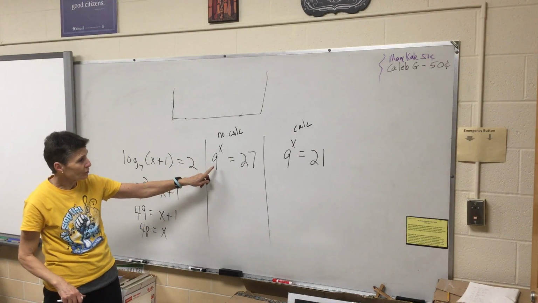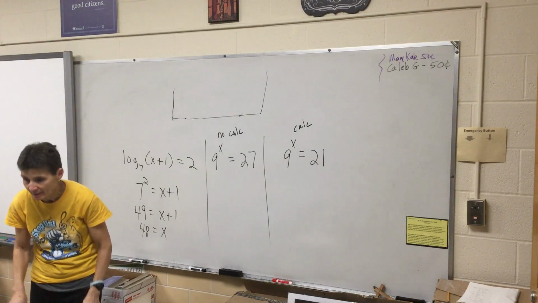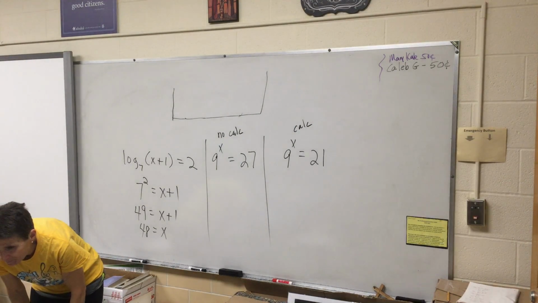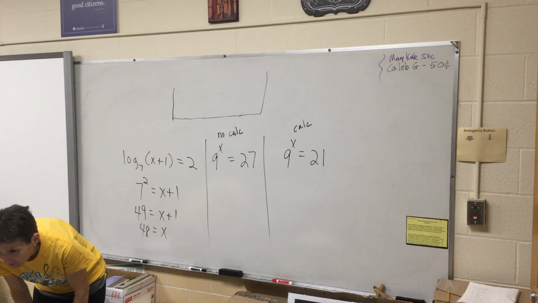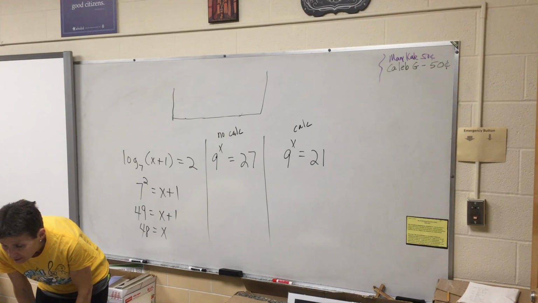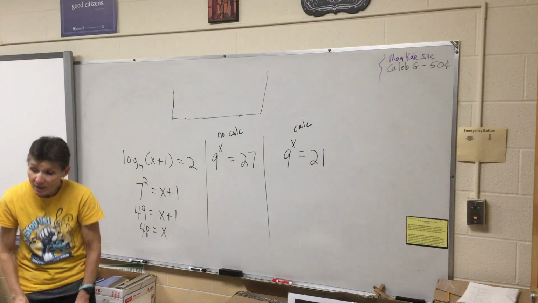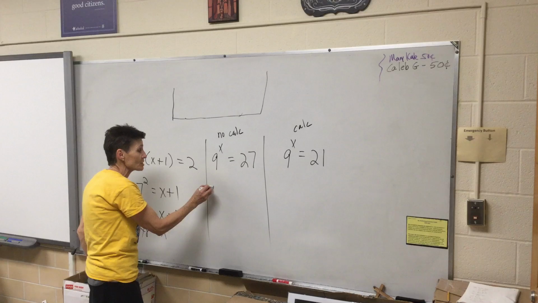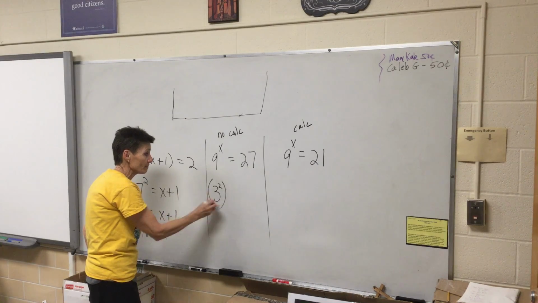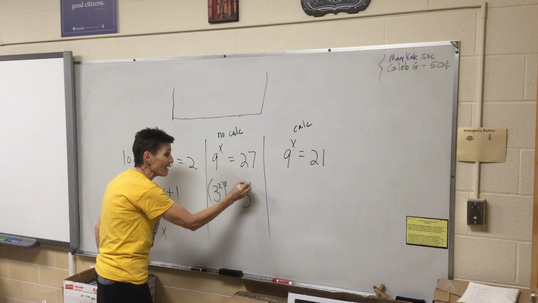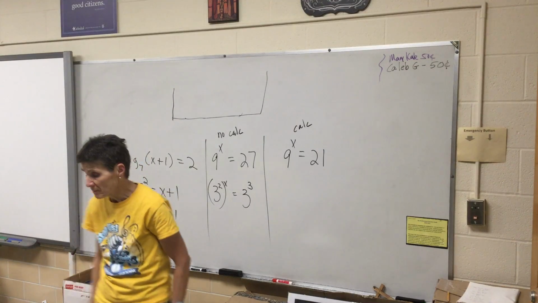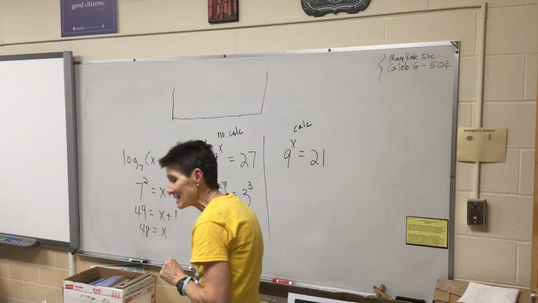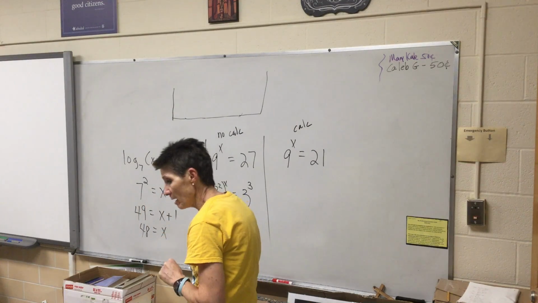What is special about 9 and 27? They are not just random numbers. What's special about them? Okay, so they have a common base. 9 is 3 squared, and 27 is 3 cubed. So they can both be written as powers of 3.